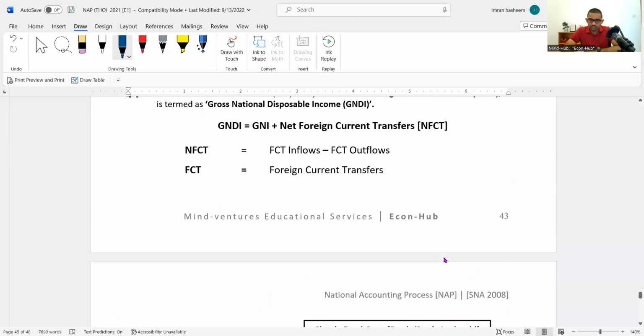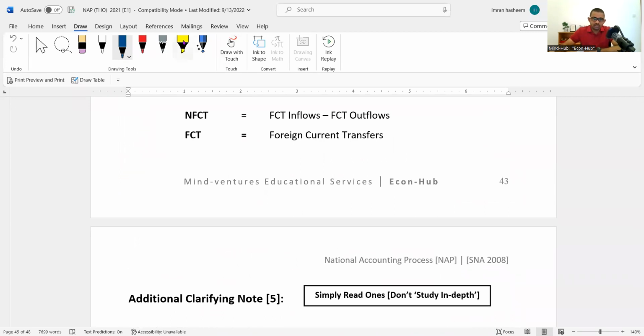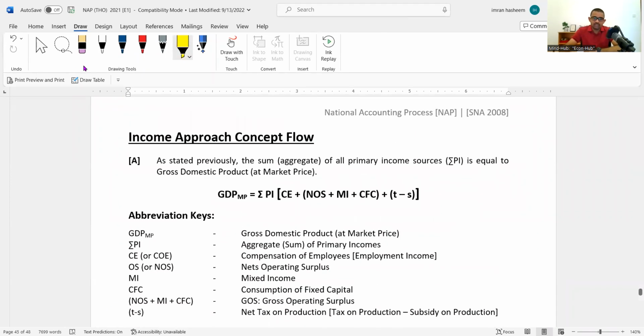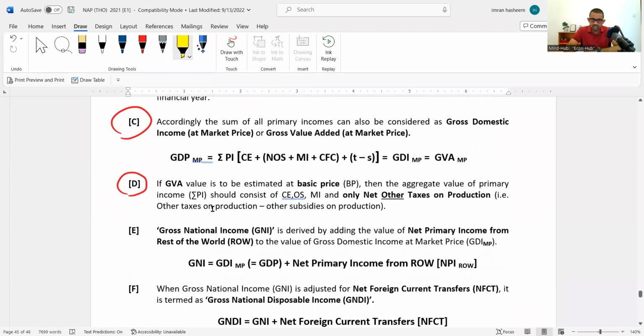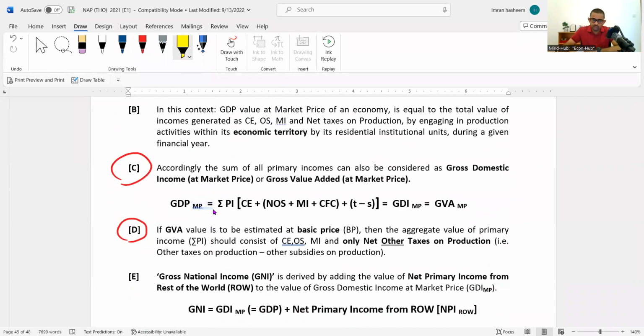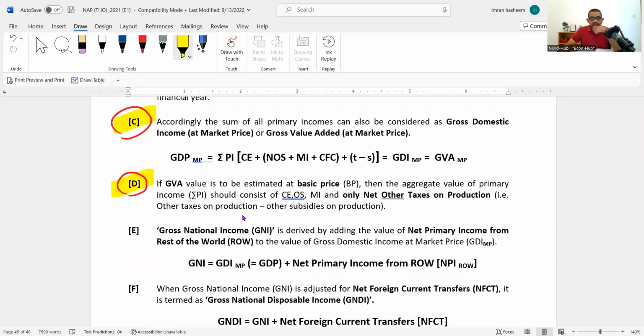So, if I go to the study material and I take you to page number 43, where we have the income approach concept flow, before we started the question, I made it a special point to talk about point C and point D. If you look at point D, it says, if you can read it with me. I'm sure at home you have the study material in front of you.